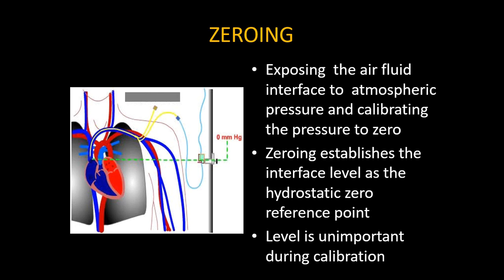What is zeroing? Zeroing is exposing the air fluid interface to the atmospheric pressure and calibrating the pressure to zero. Zeroing establishes the interface level as the hydrostatic zero reference point. Level is unimportant during calibration. So at this point, if the patient is supine or semi-recumbent, that hardly matters. You can do zeroing in any position.